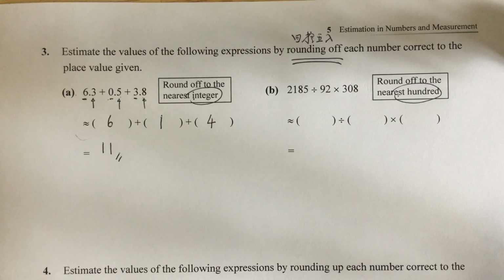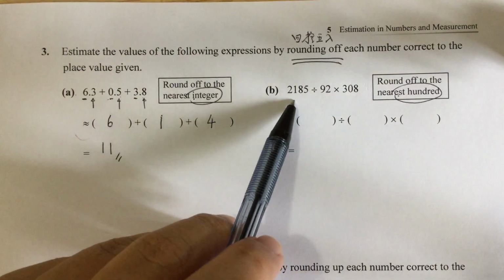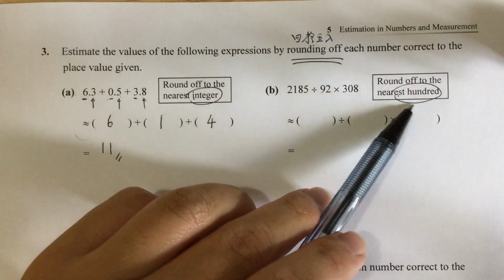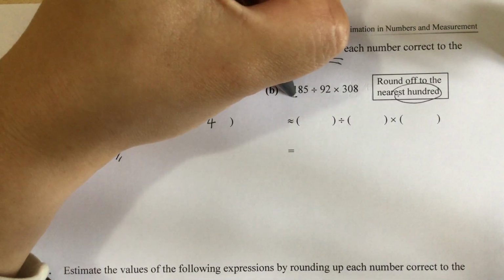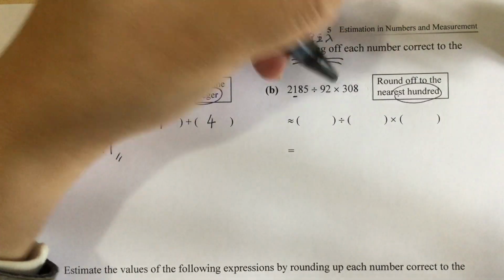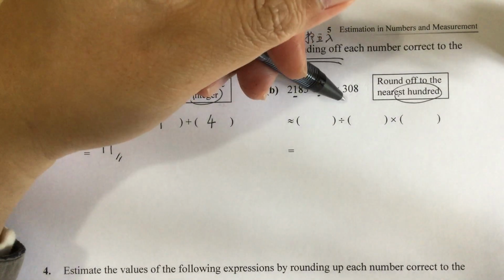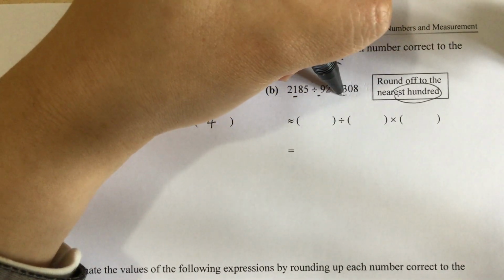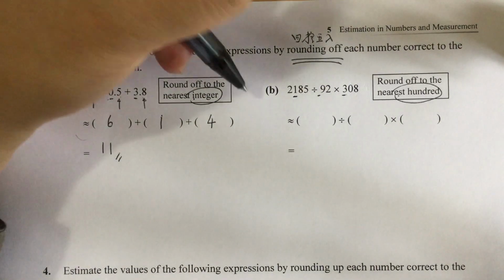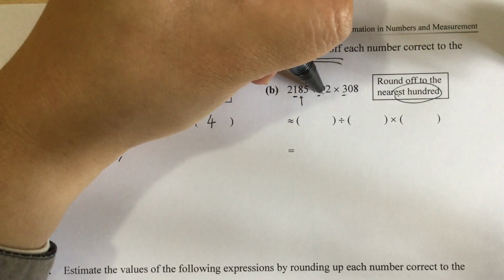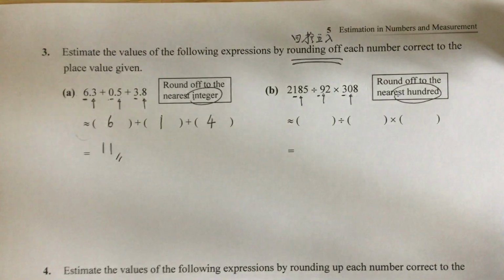For part B, this time look at this. You are going to calculate to the nearest hundred. 100, that means we will consider this position. For 92, you do not have the hundreds digit, that means the one before it. And also 308, we will count this one also. And then we will consider the 8, the 9, and the 0 here.